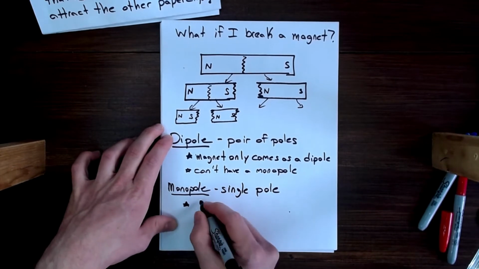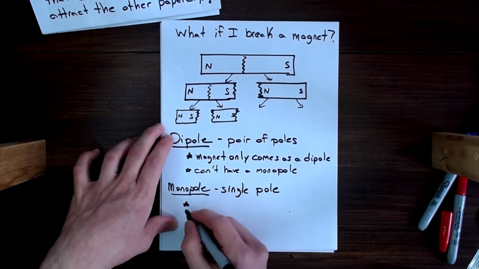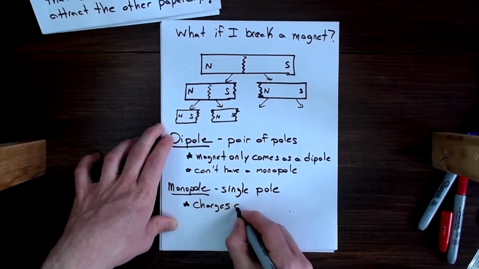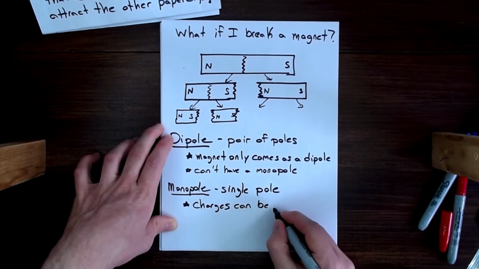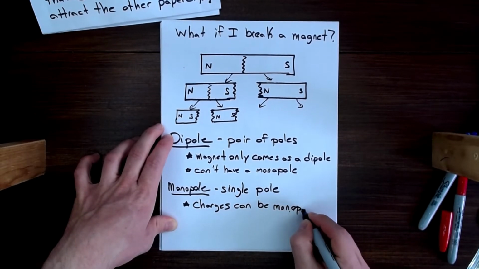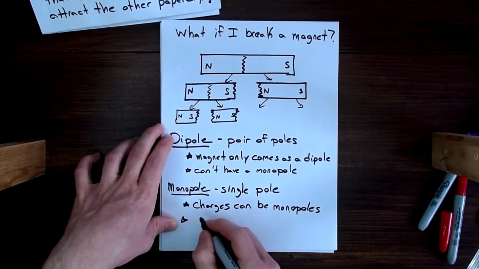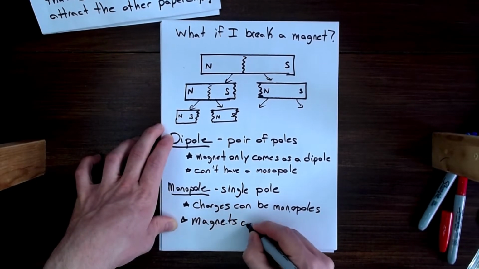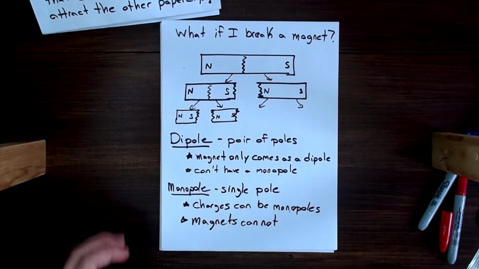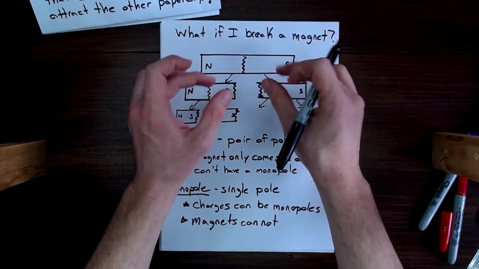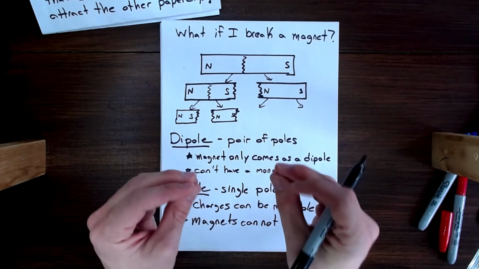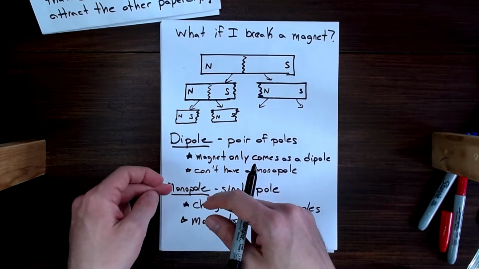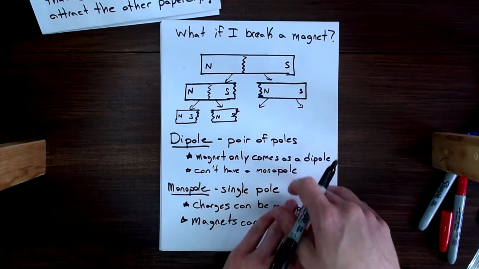And we'll put charges can be monopoles. And then just to make it really clear, magnets can't. Magnets cannot be monopoles. So I just keep breaking this thing up until I get to that electron, and I still find that I have a magnet that is a dipole, even though it is a monopole with respect to the charge itself.